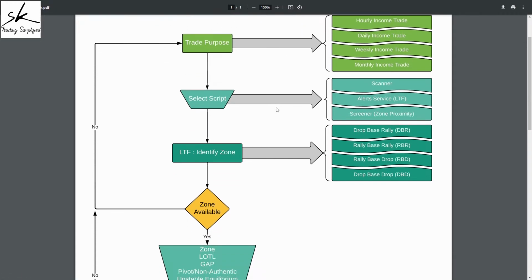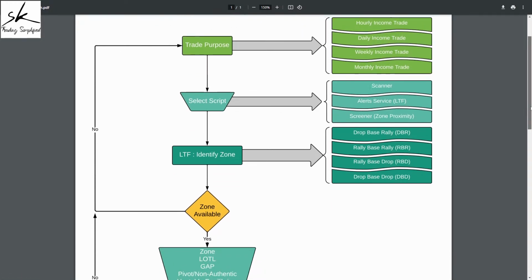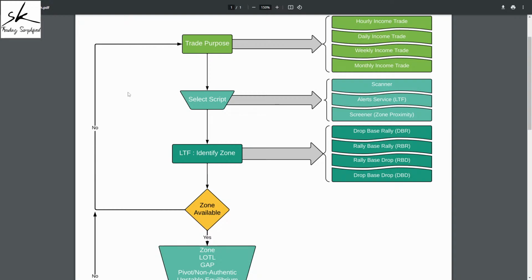Step one is I need to define my trade purpose. Now, what do we mean by trade purpose? Trade purpose basically implies the expected duration of the trade. And the duration is the time you enter the trade to the time you exit the trade.